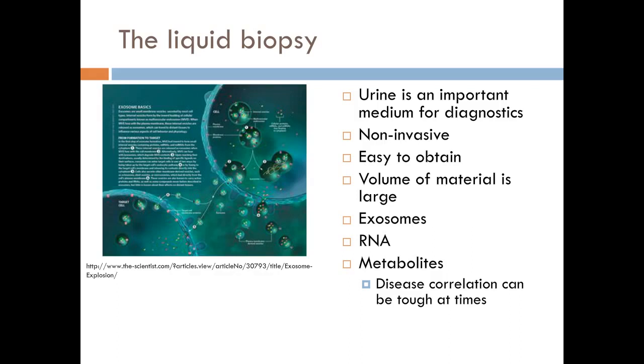And that would include exosomes. Exosomes can be collected. These are vesicles that are excreted. You can get RNA, and of course you can get metabolites, and metabolites will be correlated with disease. And recently, exosomes have seen an explosion of interest, even though they were discovered several years ago.